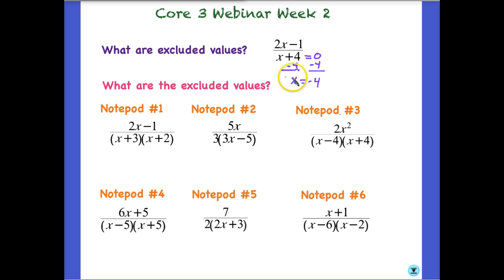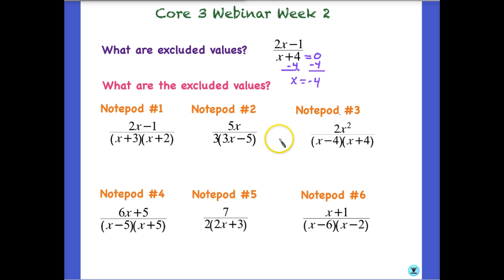In the situation that I gave you guys up here, we just had one factor, x plus 4. But when you have something like 1, 2, 3, 4, and 5, well, actually not all of them. Numbers 2 and 5 only have 1 x. But otherwise, you might have to look for a couple of excluded values. Denominator is on the bottom. Numerator is on the top.